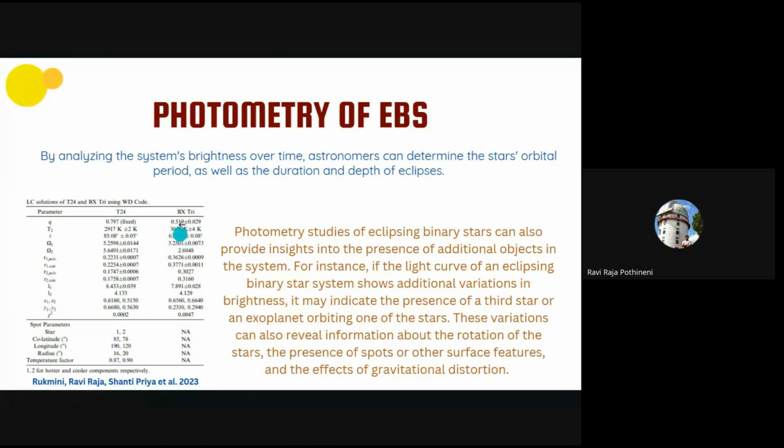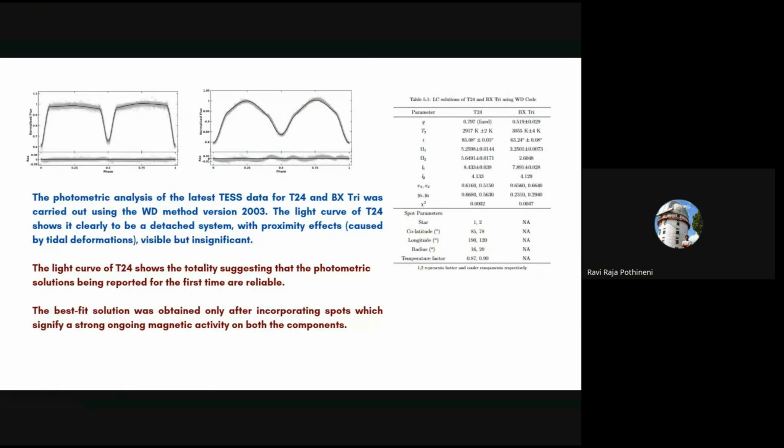So what are the parameters I have deduced here? These are less reliable for this component, whereas for this component, yes, they are more reliable because the inclination is 85 degrees. They are almost totally eclipsing each other. So making use of these parameters, I will deduce the masses of each of these stars, their radius, their luminosity, whatnot, and I will try to understand their evolution also.